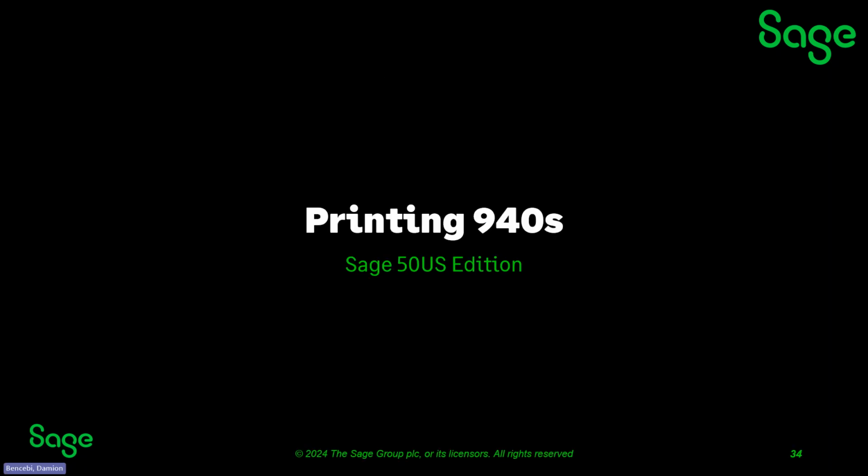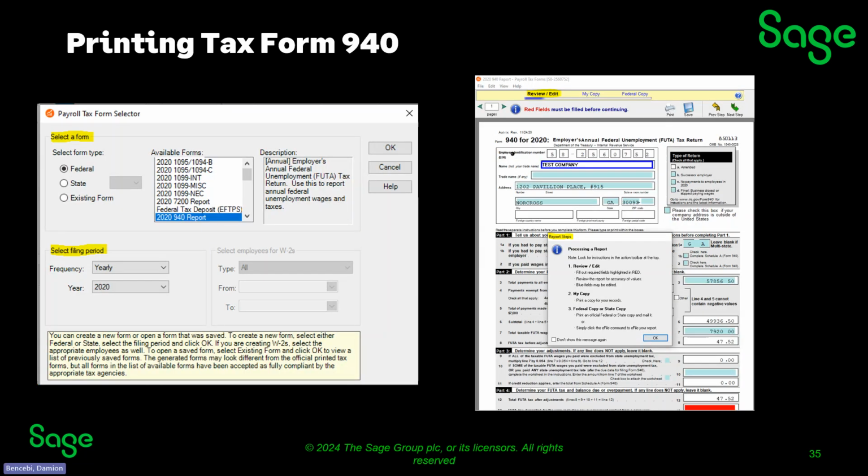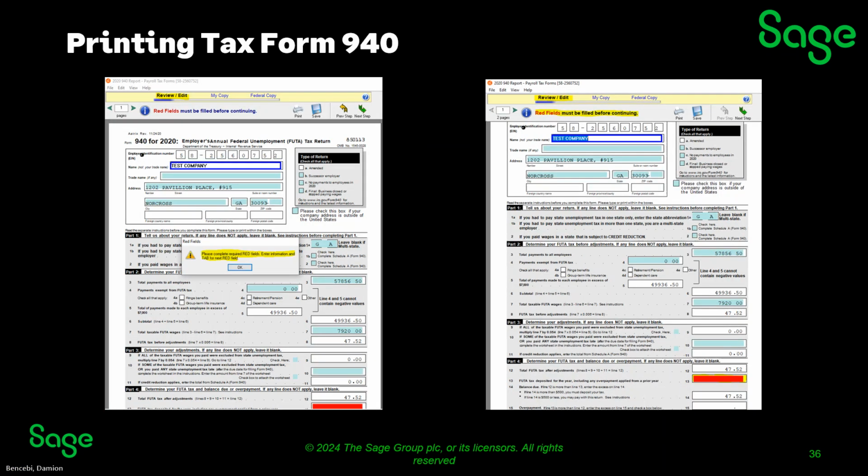Now we'll discuss printing the Form 940. To print the 940 form, we start in the same place with our selection of the form and filing period. When we click OK, the form will open displaying its processing steps. When you click OK on the pop-up, you'll get another pop-up reminding you to complete the required fields in red.